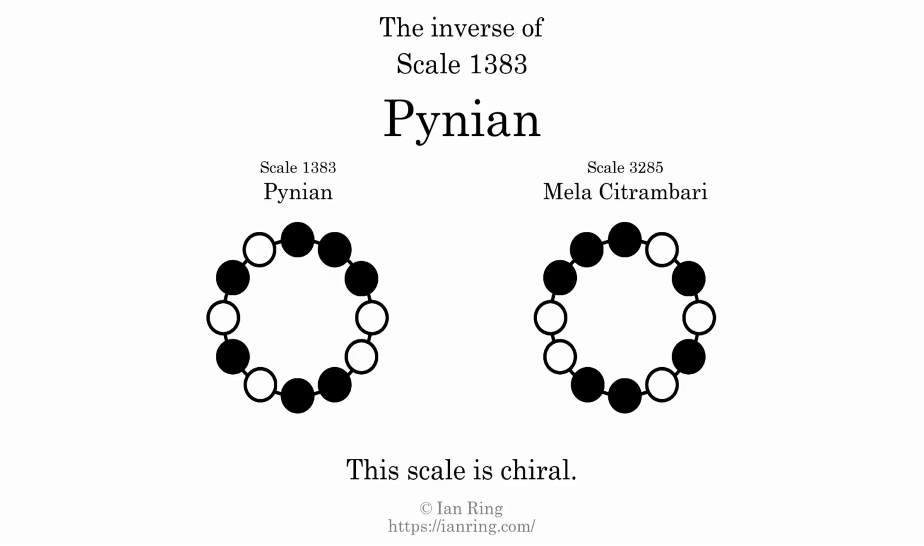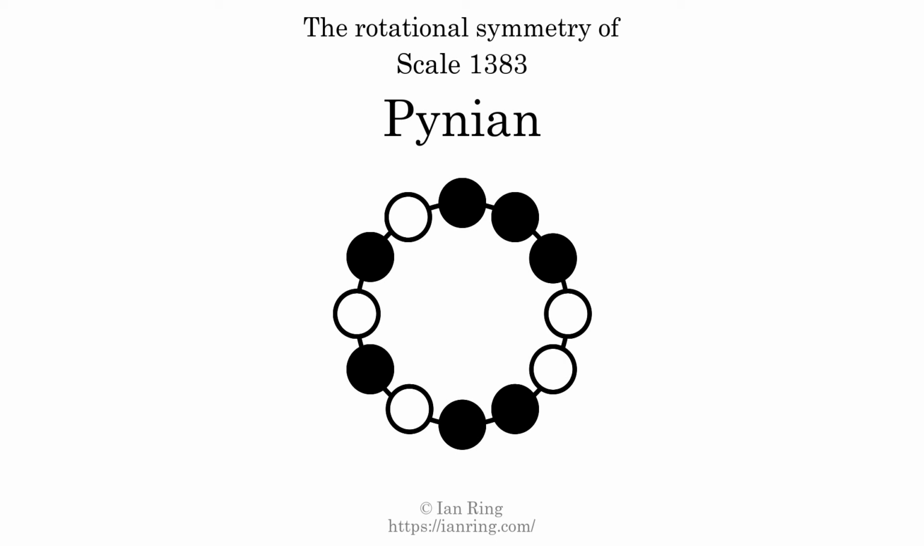The inverse of a scale is a mirror image. It is what you get when the sequence of intervals is reversed. The inverse of this scale is scale 3285, also known as Miller-Citrambury. This scale is chiral. It cannot transform into its inverse by rotational transformation. This scale has no rotational symmetry.